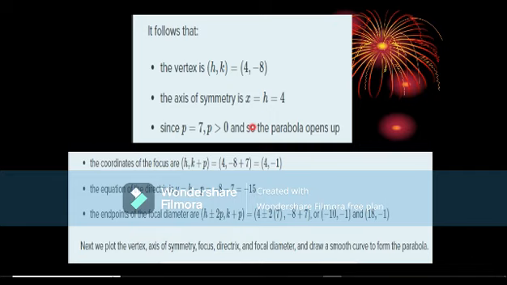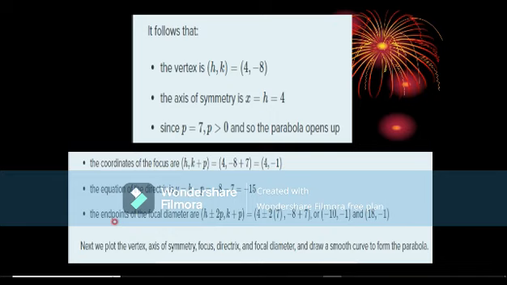Since it's positive, we will discuss that later when we are on the graph. So the vertex is (h, k), which is 4, negative 8. The axis of symmetry is x is equal to h, which is 4. Since p is equal to 7, p is greater than 0, and so the parabola opens upward. The coordinates of the focus are (h, k plus p), which is 4, negative 8 plus 7, which is 4, negative 1. The equation of the directrix is y is equal to k minus p, which is negative 8 minus 7, equal to negative 15.